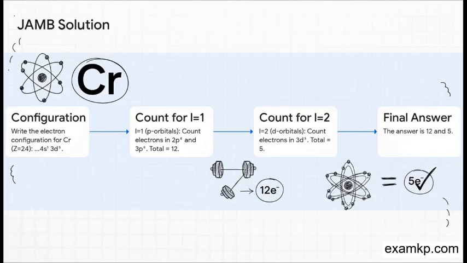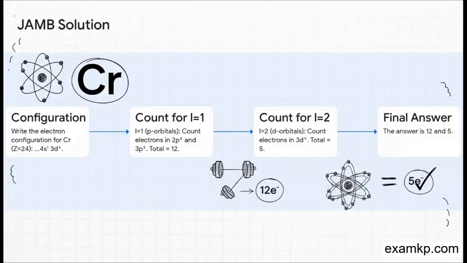So here's how we solve it. First, we have to write out the electron configuration for chromium. Now, remember, chromium is one of those special exceptions. Its configuration ends in 4s1, 3d5 for extra stability. You just have to memorize that one.